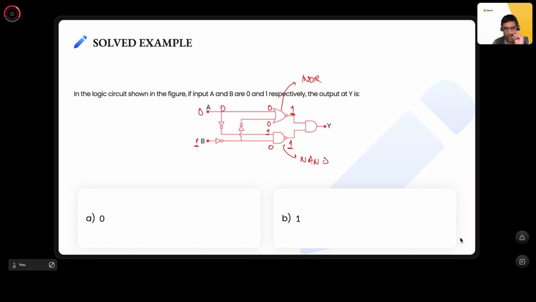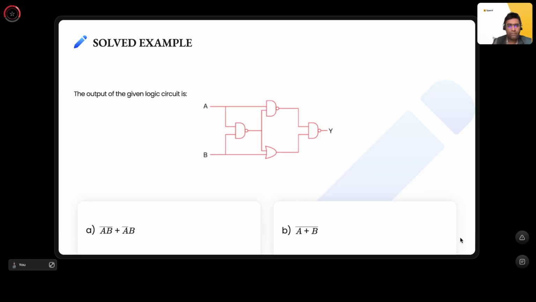With 0 and 0, it's OR. So OR gives 0 and NOR gives 1. And 1 and 1 given to an AND gate, so the answer will be 1.